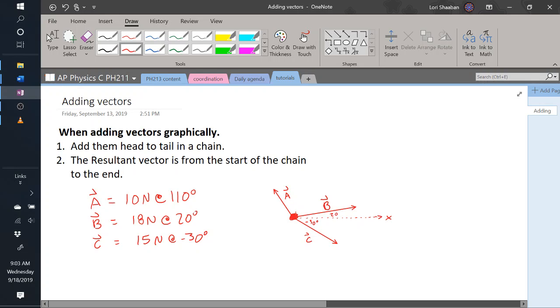Here's the 20 degrees, and I can kind of draw this one from the x-axis. So if this is 110 from the positive x-axis all the way over here, this would be 70 degrees. I'll go ahead and erase this 110 on here.